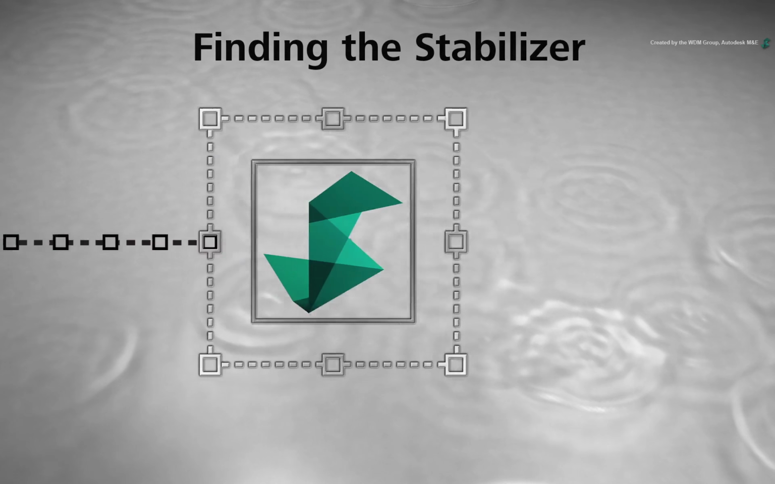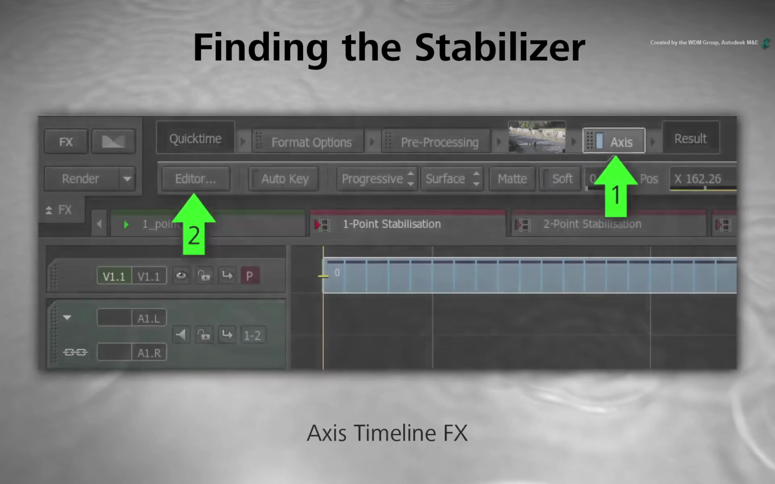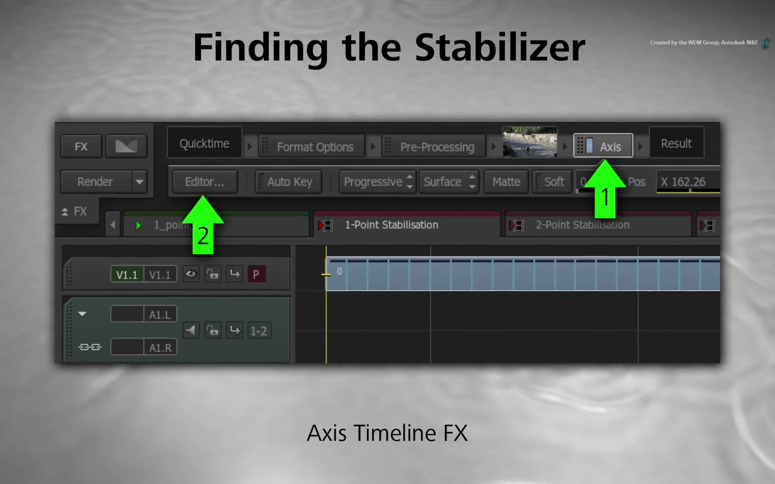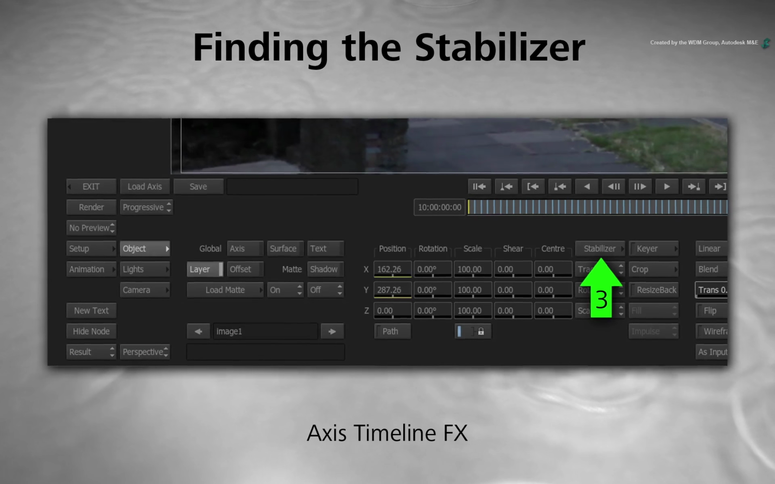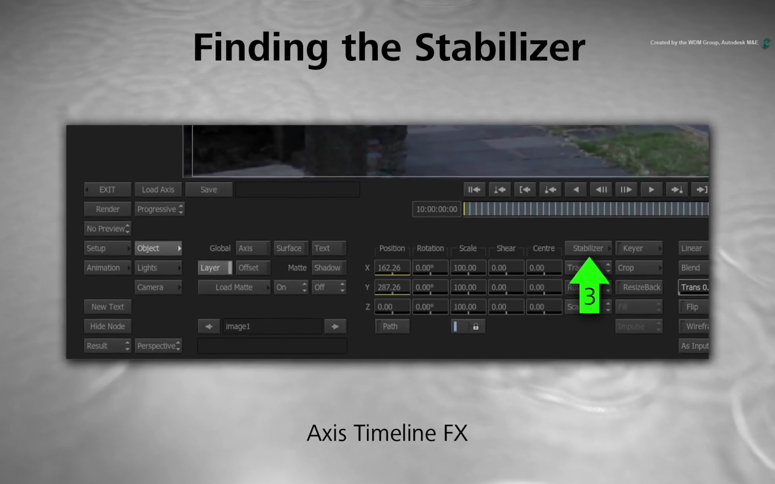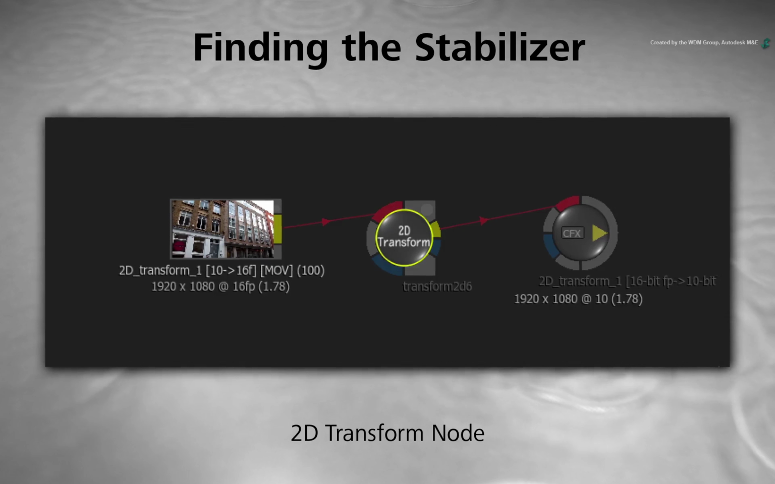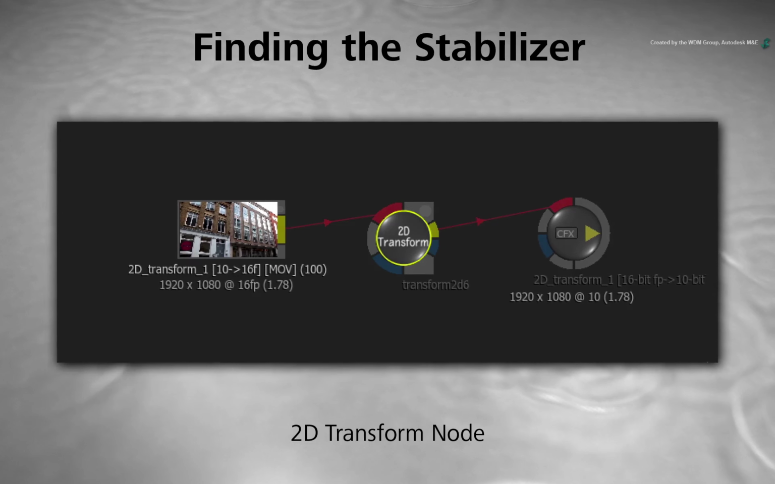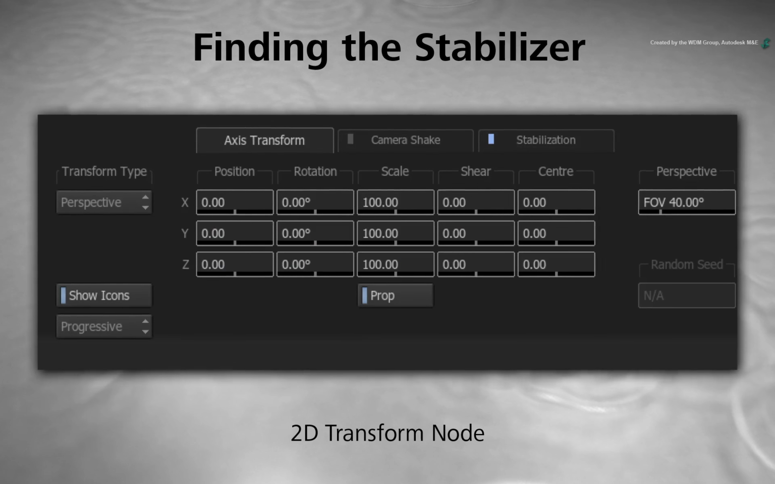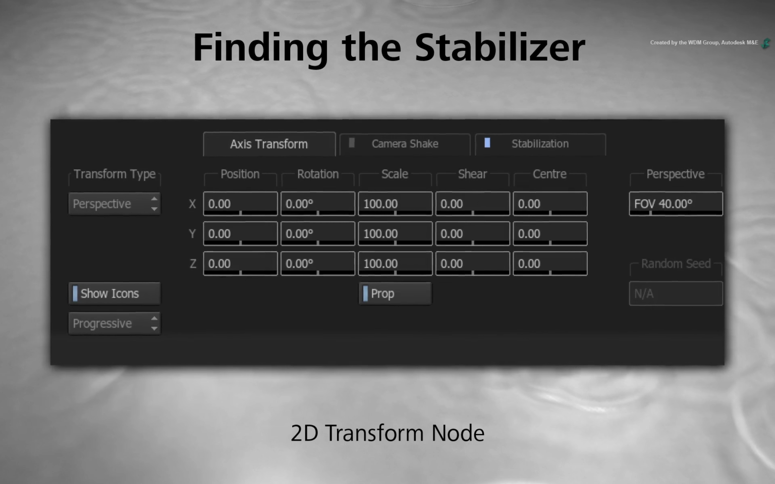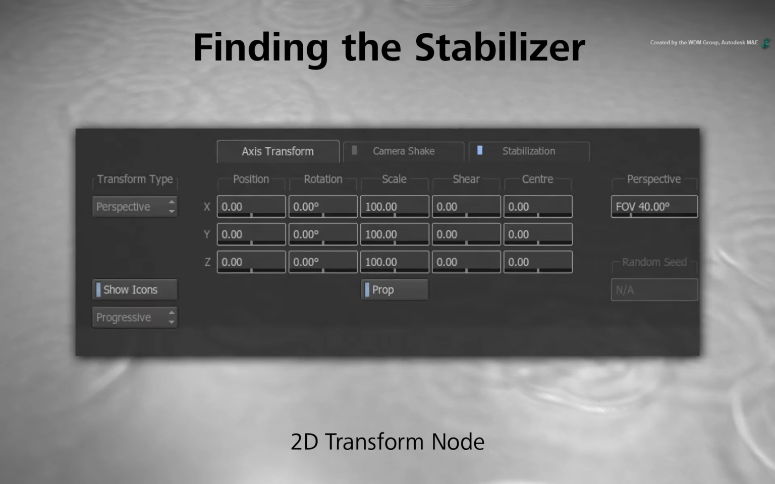Now here are the areas where you will find the stabilizer. You can access the stabilizer in the sequence through the Axis Timeline effects. This allows you to stabilize an image in the sequence fairly quickly. The next place you can perform stabilization is using the 2D Transform node in Connect Effects. So you could use the single node just for stabilization purposes and then move on to the next process.